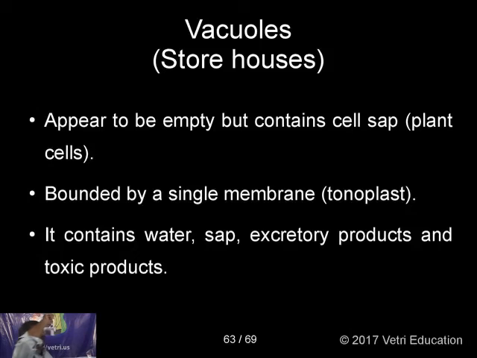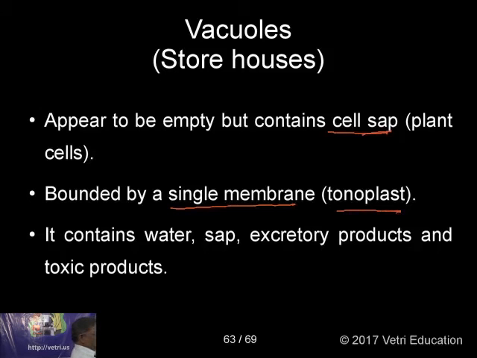Next, we'll go to the vacuoles. These are called the storehouses of the cell. They appear to be empty but contain cell sap. Generally, if you see one in a slide, you can find the vacuole looks empty, but actually it is not empty. It contains a large amount of cell sap, bounded by a single membrane, like the lysosomes. The membrane of the vacuole is called tonoplast.